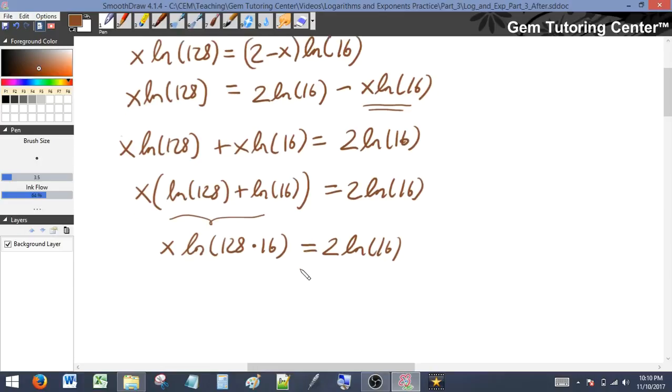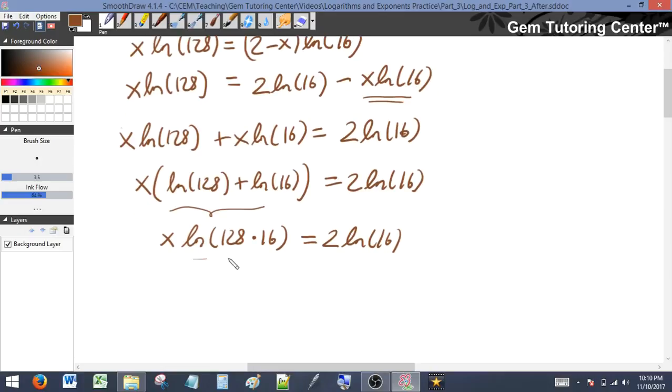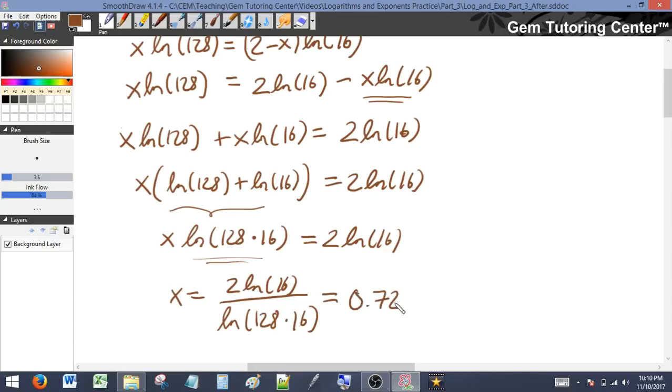So what we're going to do now is move this term to the right side. And we're going to get x equals 2 ln of 16 divided by ln of 128 times 16. And when we enter this into our calculator, we get 0.72 bar. Okay, so this is the solution. X equals 0.72 bar.